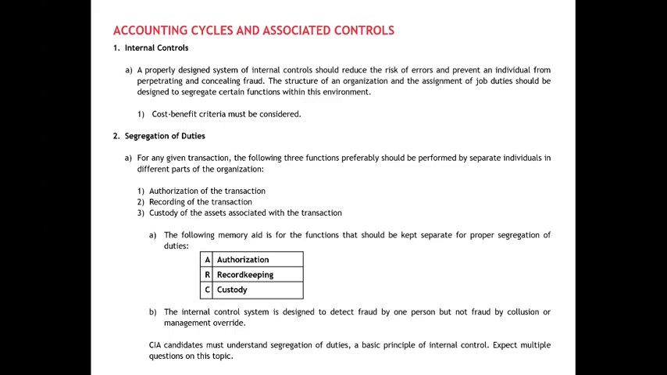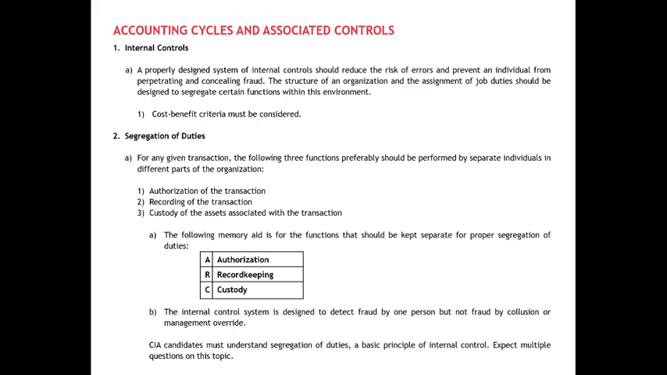So the cost-benefit always has to be considered, not only in lack of segregation of duties, but also when you recommend processes, right? You make recommendations and give it little thought.